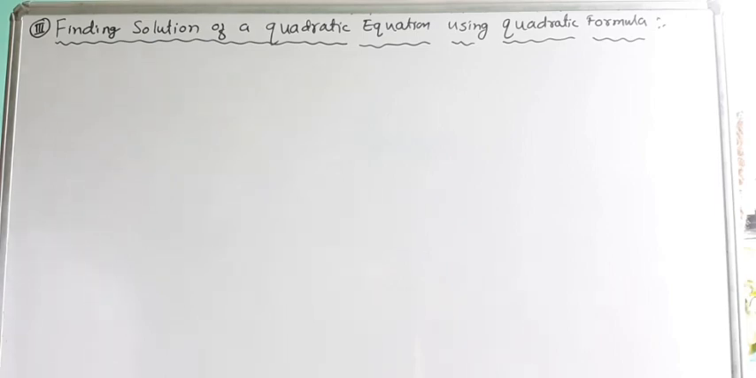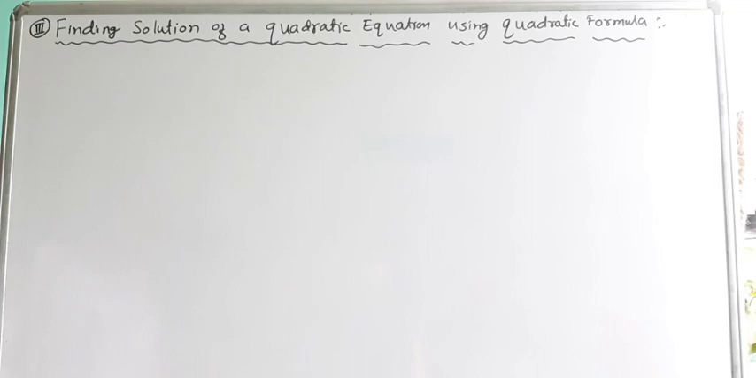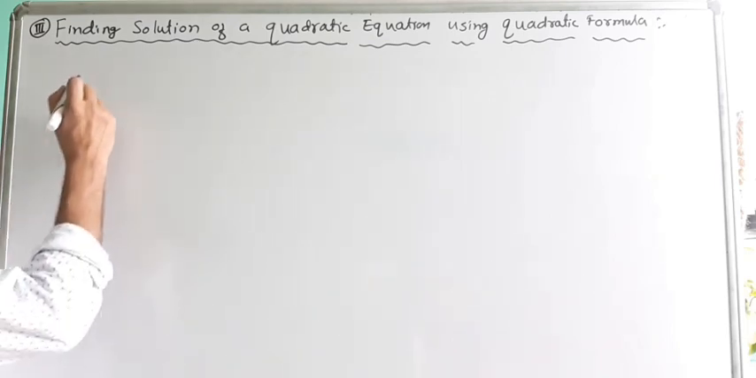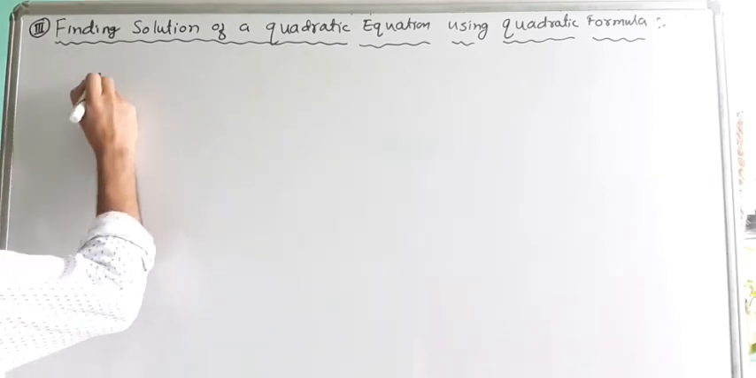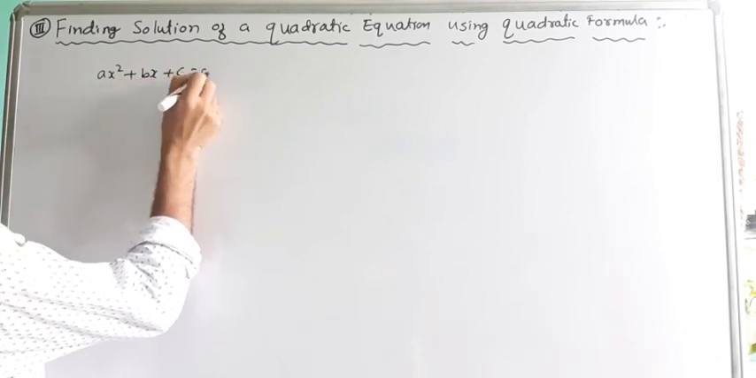Hello students, today we will study finding solutions of a quadratic equation using the quadratic formula. Last time we studied finding solutions using the completing square method. So we will take the standard form of quadratic equation, ax square plus bx plus c equal to 0.